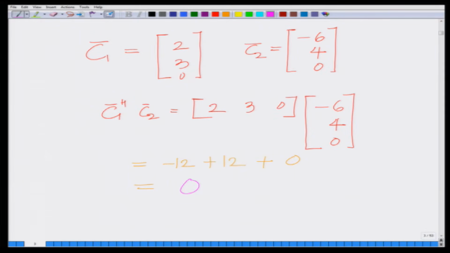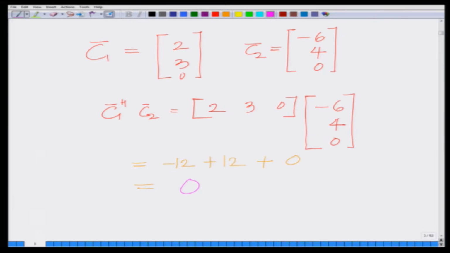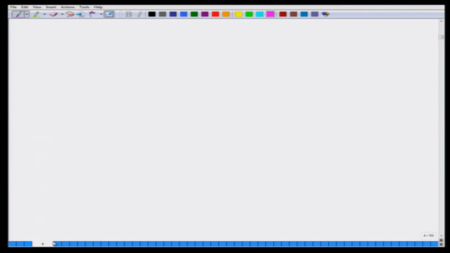Similarly, you can verify this for the other columns, that is, you can see C2 bar and C3 bar are orthogonal, that is C2 bar Hermitian C3 bar is 0. Similarly, C1 bar Hermitian C3 bar is 0, that is C1 bar and C3 bar are orthogonal. So, all the columns of this 3 cross 3 channel matrix are orthogonal. How do we do the singular value decomposition? I am going to illustrate now how to perform the singular value decomposition.